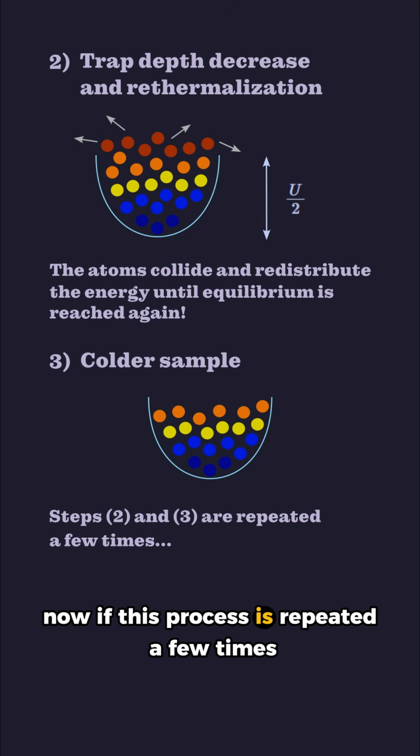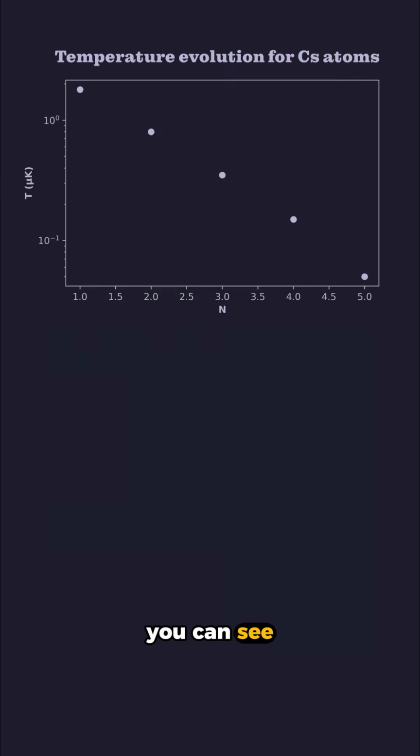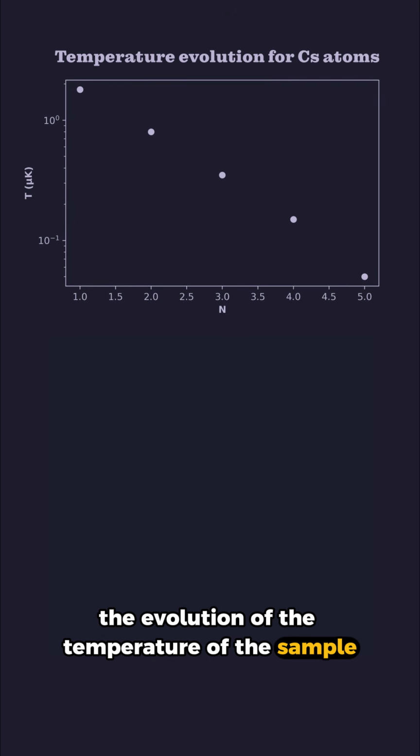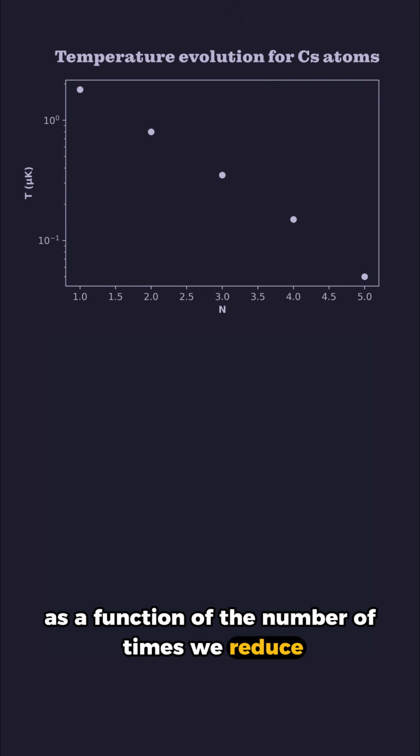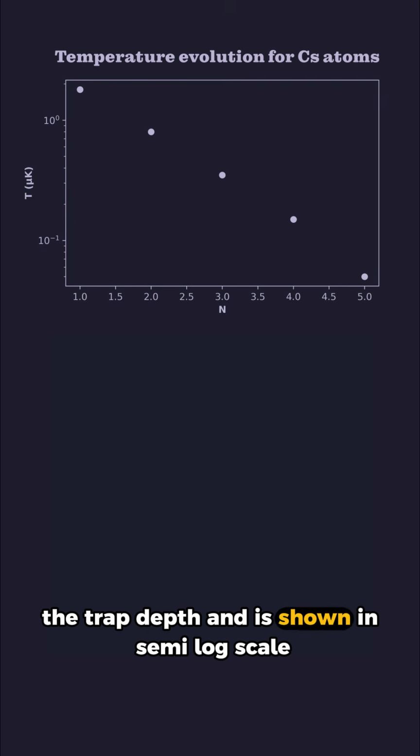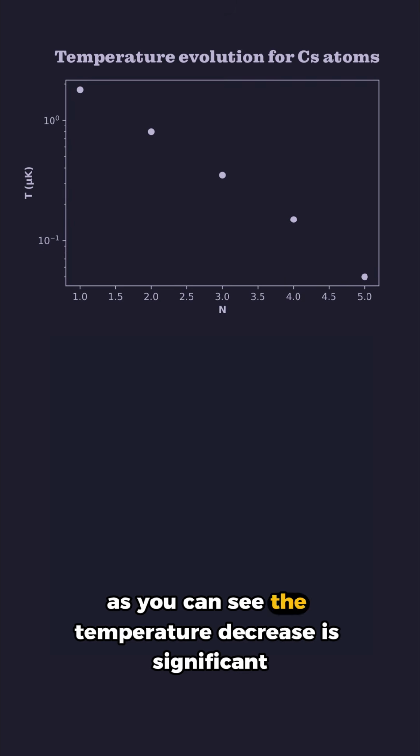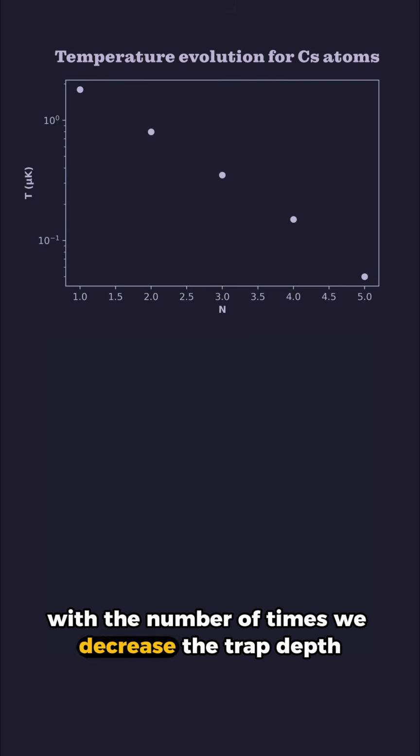Now, if this process is repeated a few times, you can see the evolution of the temperature of the sample as a function of the number of times we reduce the trap depth, shown in semi-log scale. As you can see, the temperature decrease is significant with the number of times we decrease the trap depth.